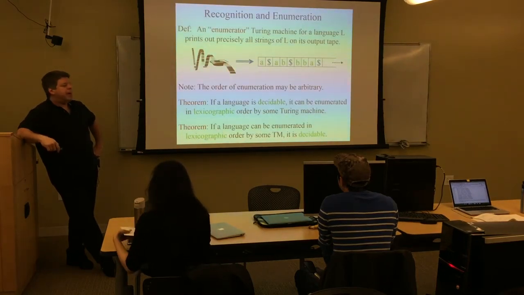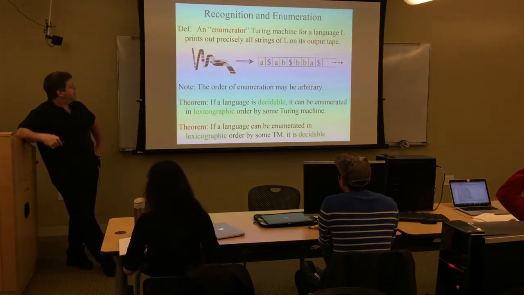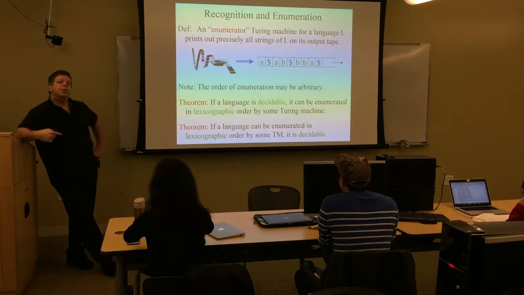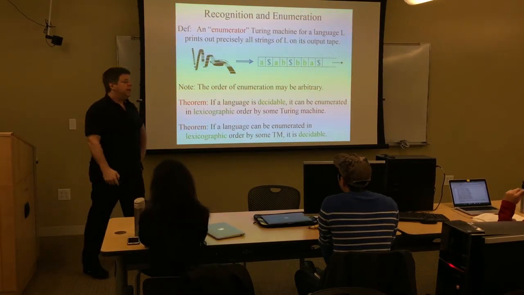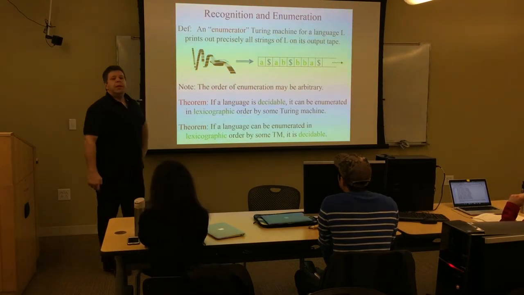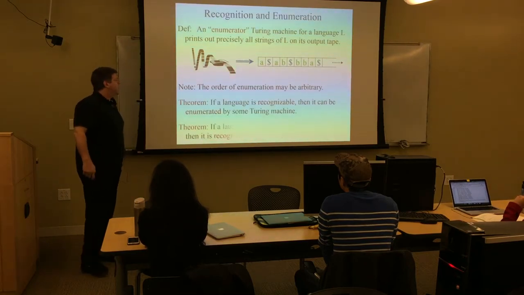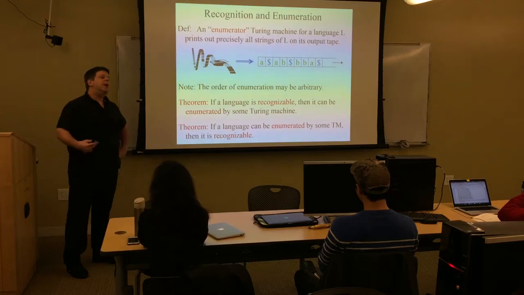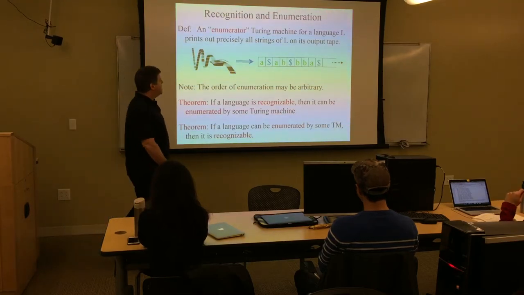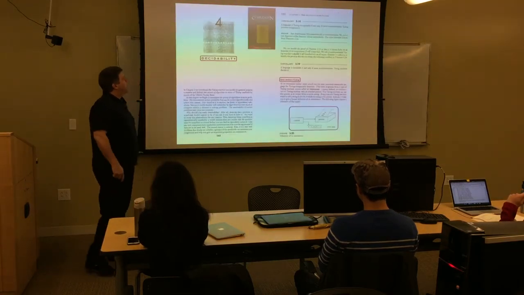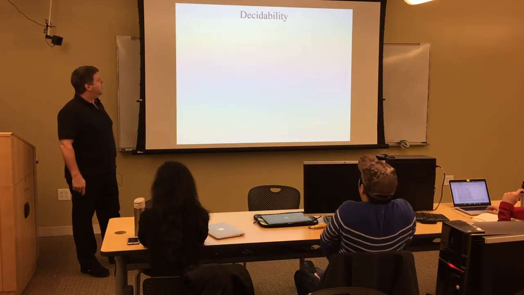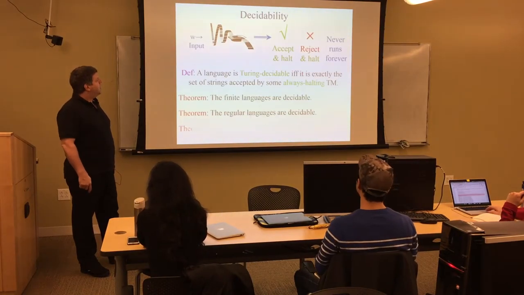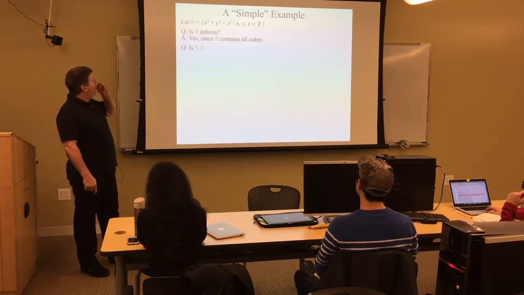So we proved a couple of pairs of theorems. Decidability is equivalent to the ability to enumerate in lexicographic order, and it's an if and only if. It's a complete characterization. And similarly, recognizability is the ability to enumerate in any order, in some arbitrary order, not necessarily lexicographic order. Okay. And that allowed us to prove a whole bunch more theorems.